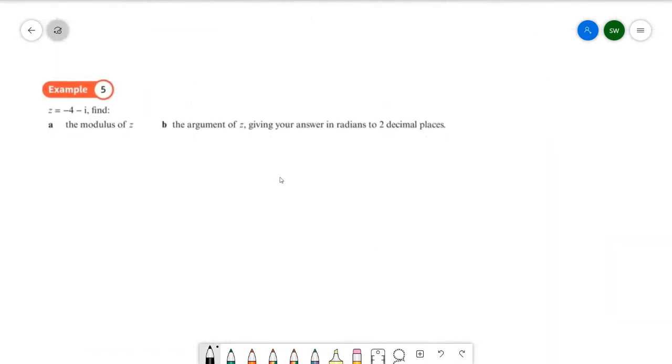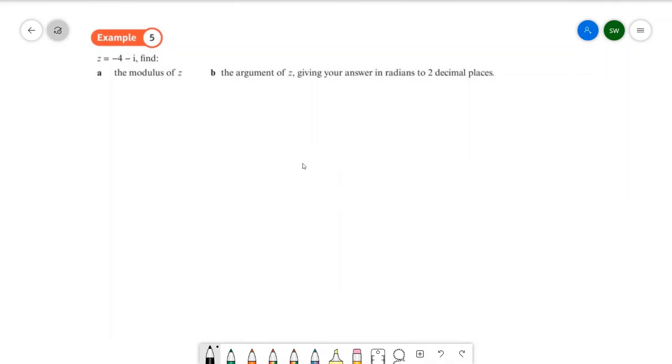So let's have a look at example 5. So we've got this complex number. Let's sketch it in the Argand diagram.